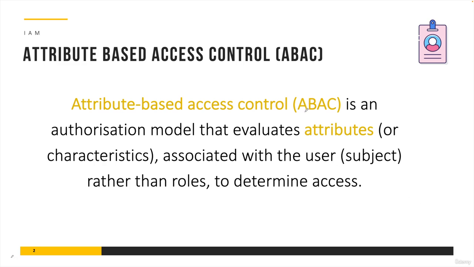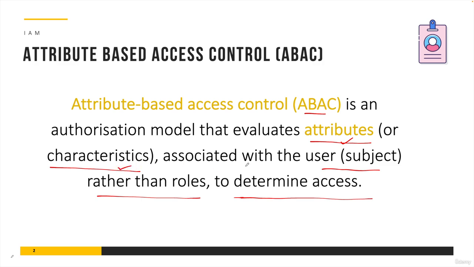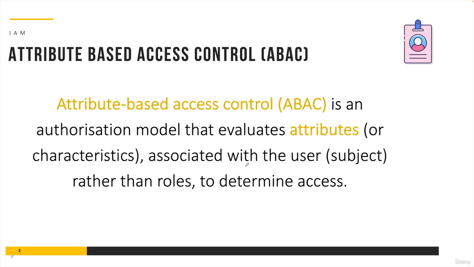Attribute-based access control or ABAC is an authorization model that evaluates attributes or characteristics associated with the user, who's the subject, rather than roles to determine the access. So the basic idea is that instead of checking the roles or defining roles, we check the attributes or characteristics of the subject. Let me give you a real-world example which is going to make it crystal clear.